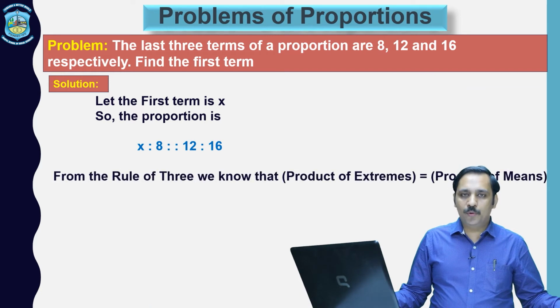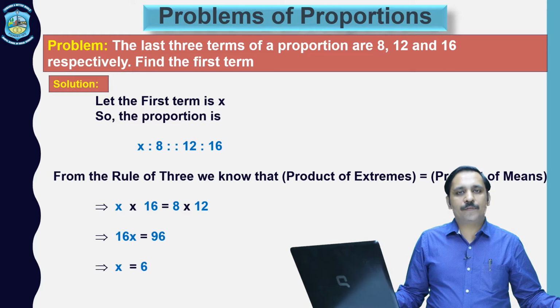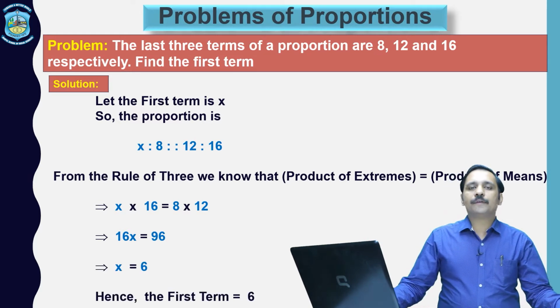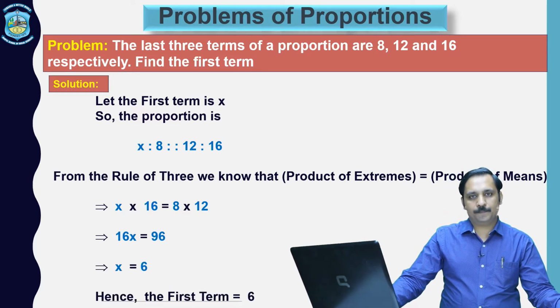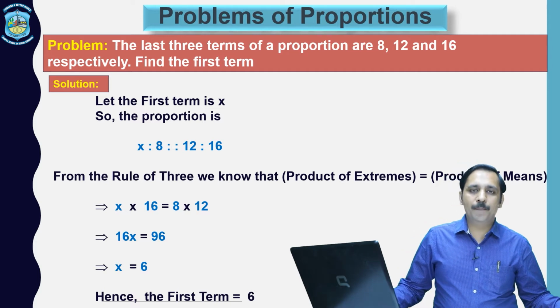From the rule of 3, we know that product of extremes is equal to product of means, that is x into 16 is equal to 8 into 12. If we solve it, we will get the value of x as 6. Hence, the first term is 6. In this way, we will find the missing terms.